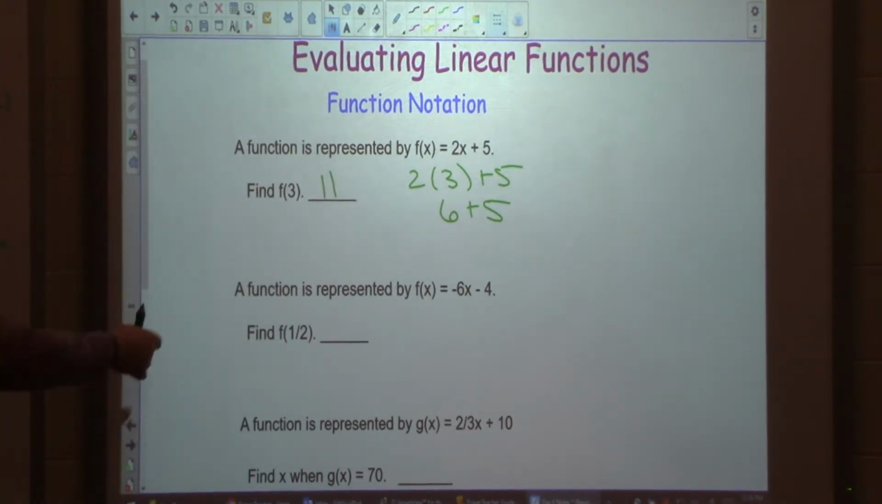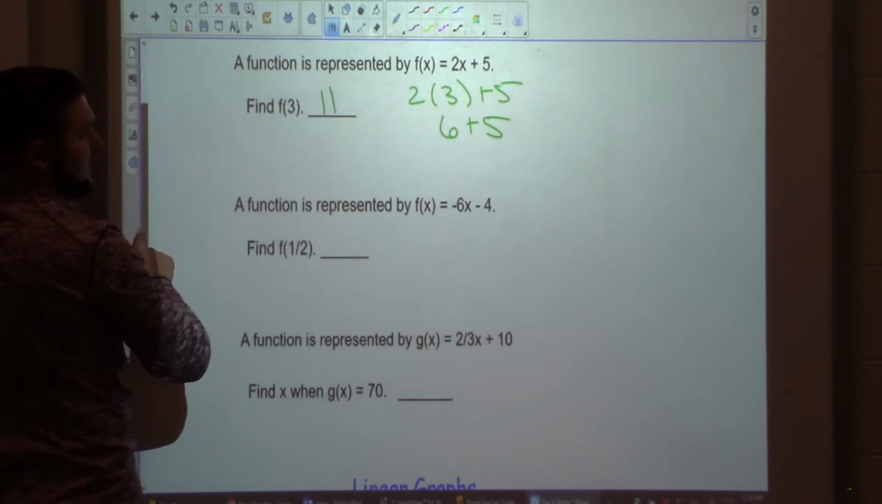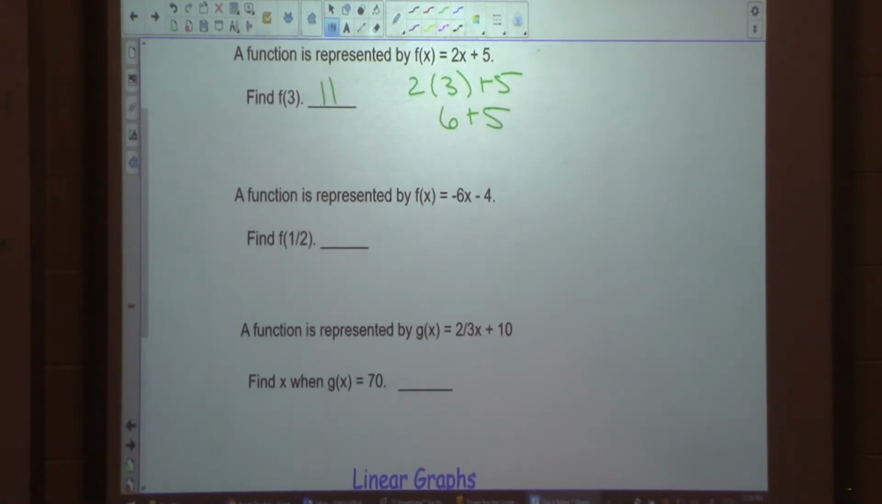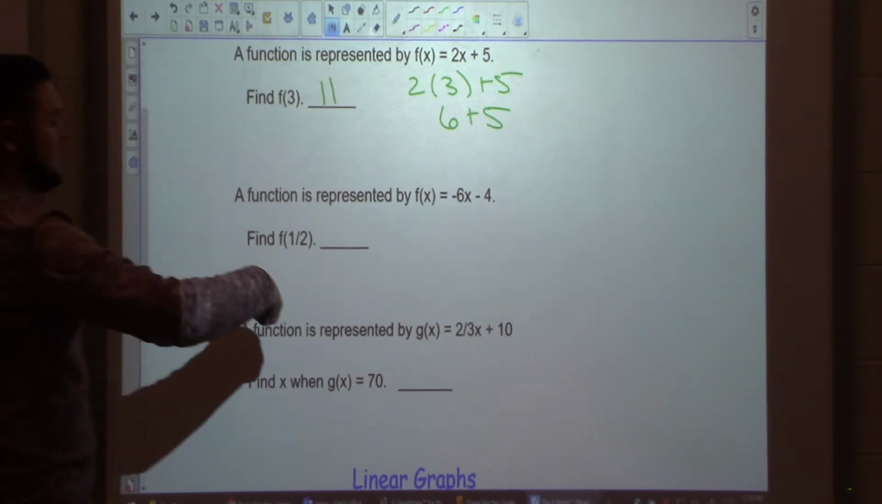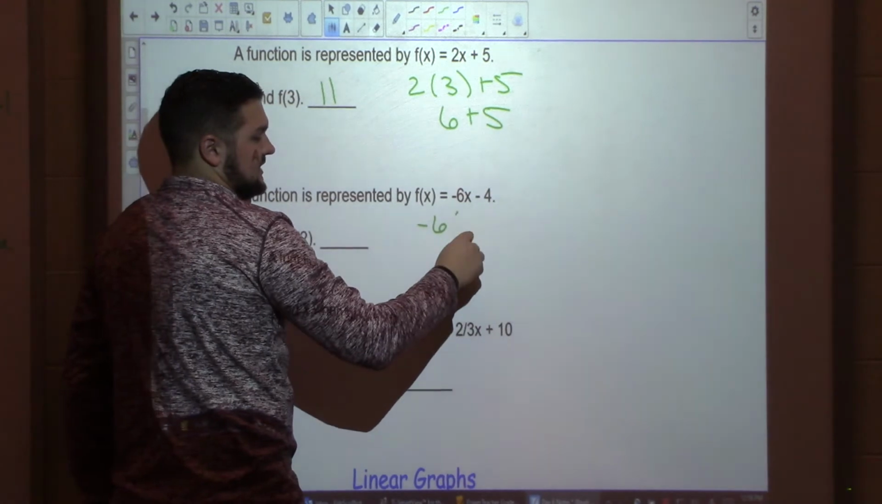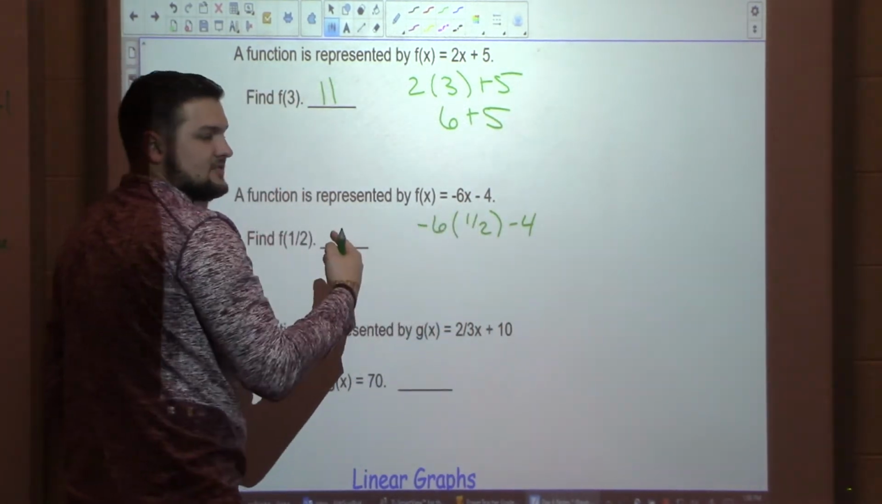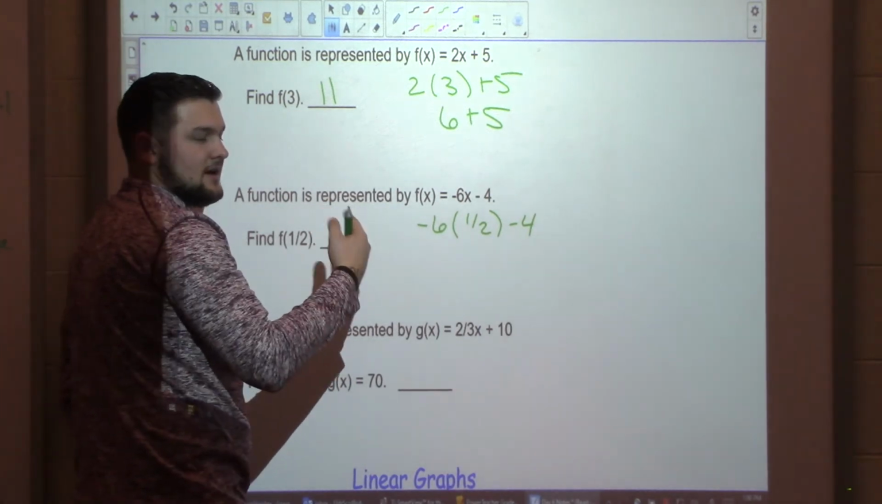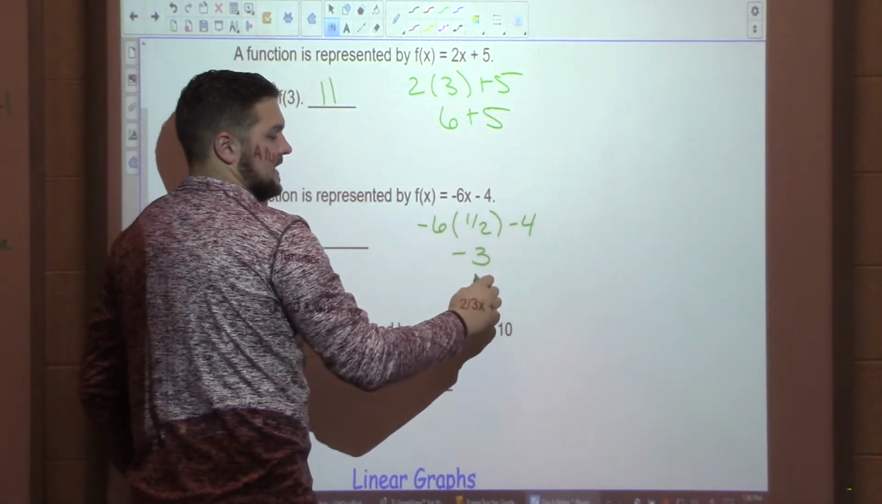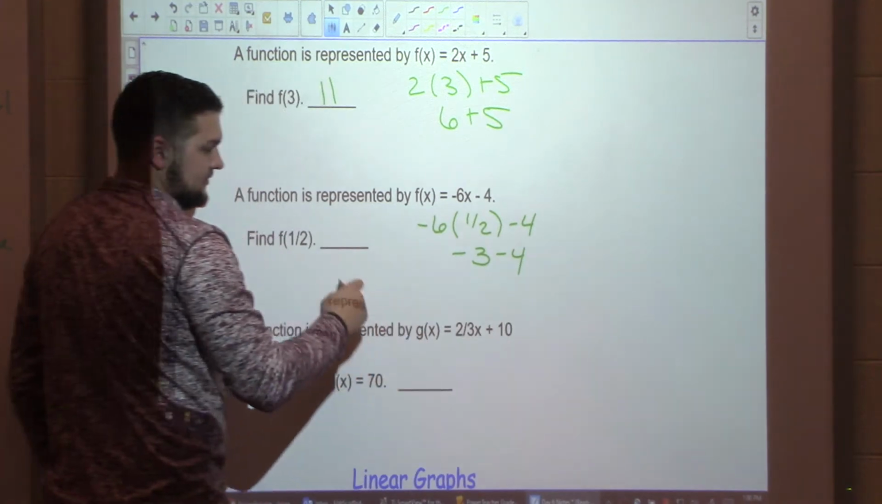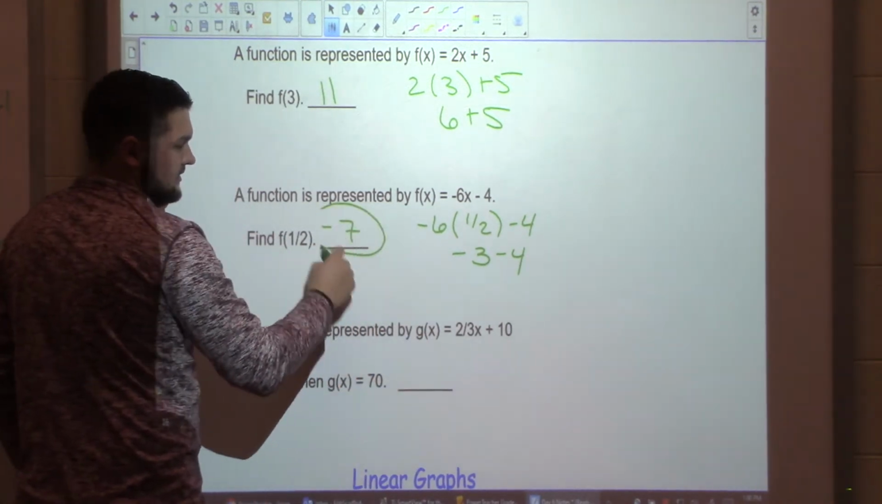Right? If I give you f of x equals negative 6x minus 4, and I ask you to find f of 1/2, what are you going to do? Plug 1/2 in for x. Negative 6 times 1/2 minus 4. Negative 6 times 1/2, or negative 6 divided by 2, is negative 3. Minus 4 gives me negative 7.